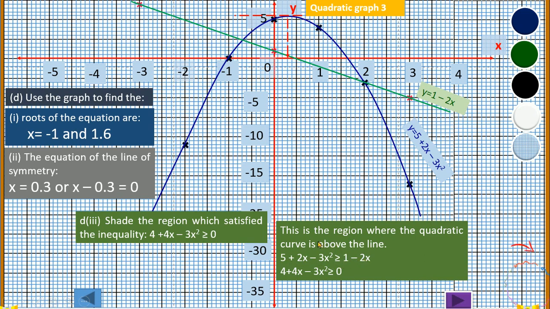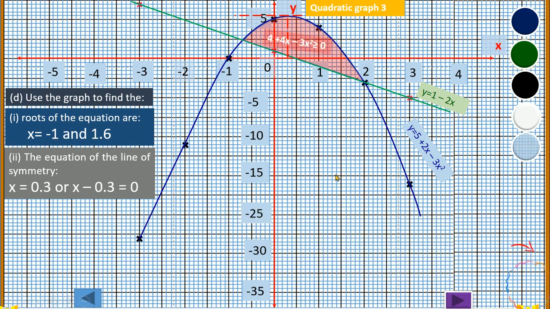Taking minus 1 the other side, plus 1 the other side becomes minus. 5 minus 1 will give us 4. Taking minus 2x the other side becomes plus. Plus 2x plus 2x will give us 4x, and then minus 3x squared is greater or equal to 0. So that's the equation we are finding the region for. So that shows that the region is this area where the blue curve is above the green line. So we're going to shade that region. So that's the required region that satisfies this inequality. So that is the answer to the question.